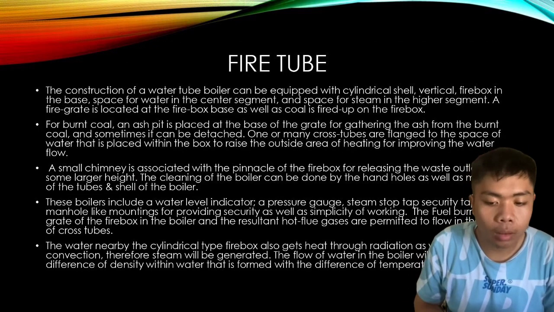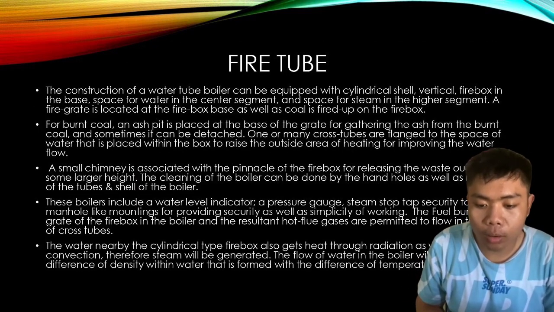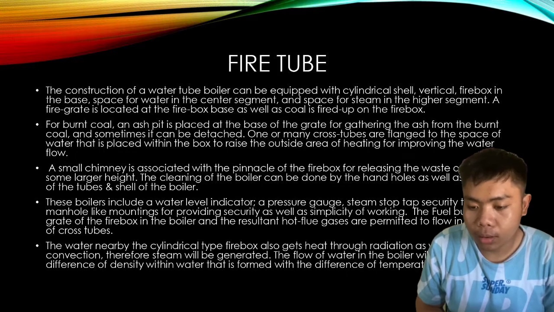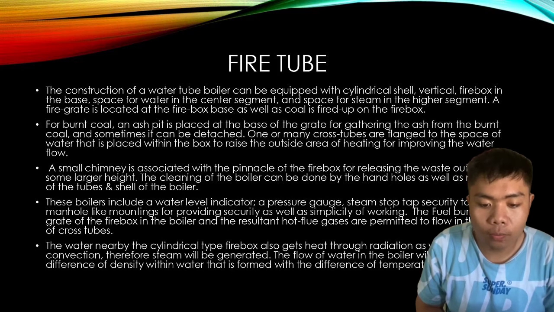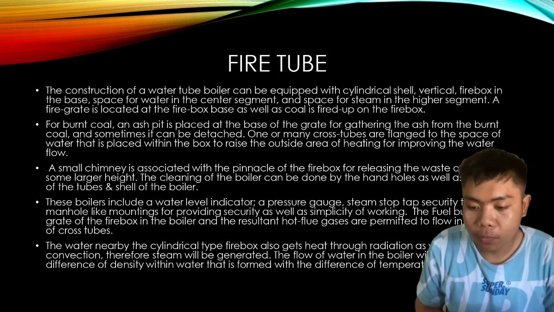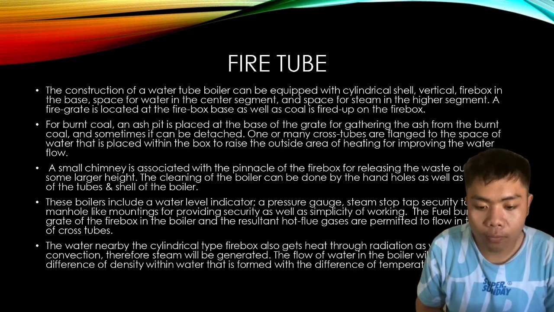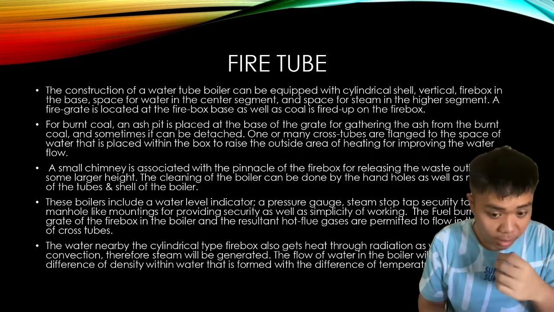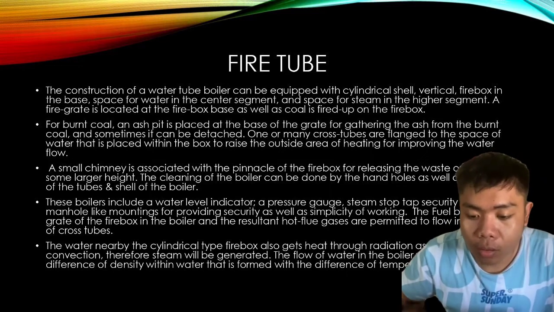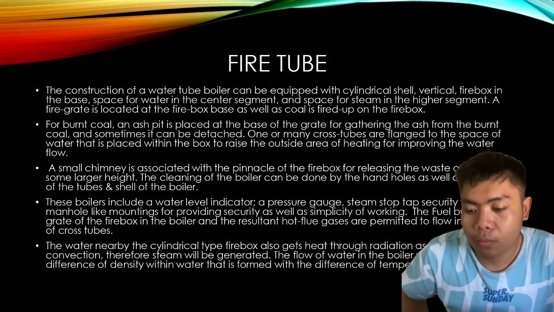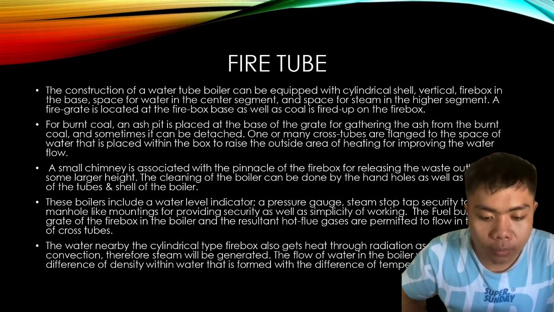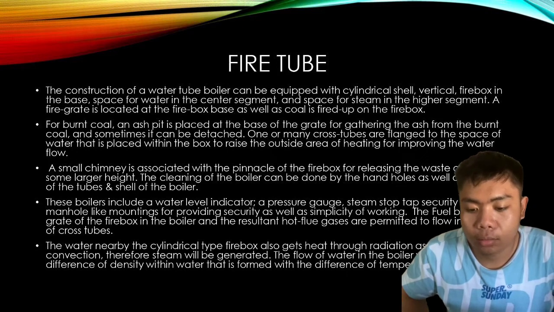Okay. Go to fire tube. The construction of a fire tube boiler can be equipped with a cylindrical shell, a vertical firebox in the base, space for water in the center segment and space for steam in the higher segment. A fire grate is located at the firebox base as well as coal is fired up on the firebox. For burnt coal, an ash pit is placed at the base of the grate for gathering the ash from the burnt coal, and sometimes it can be detected.